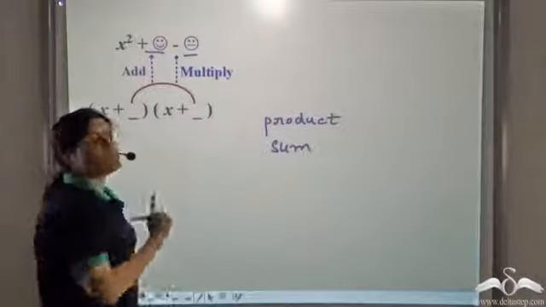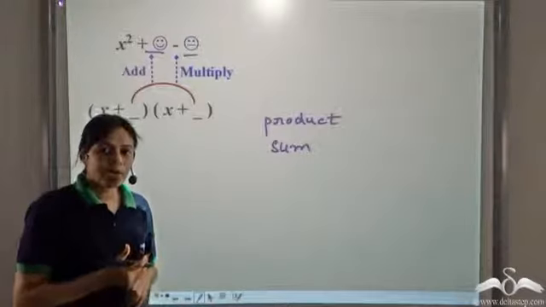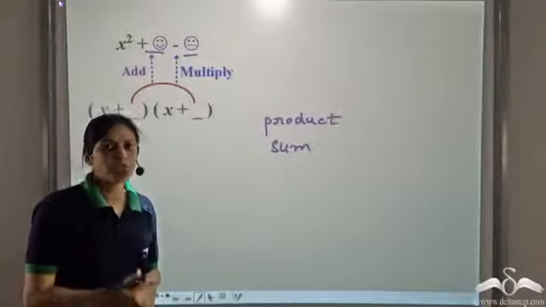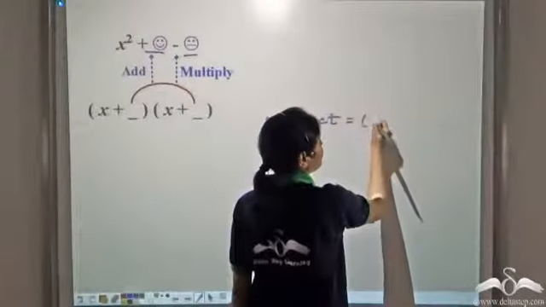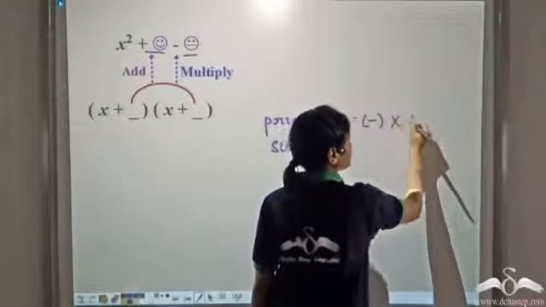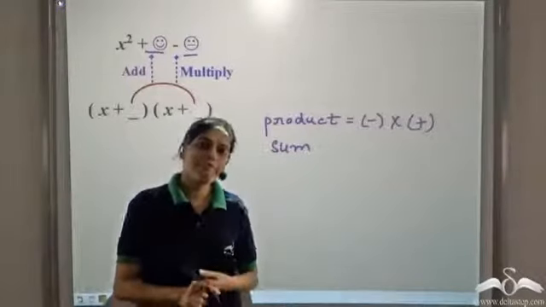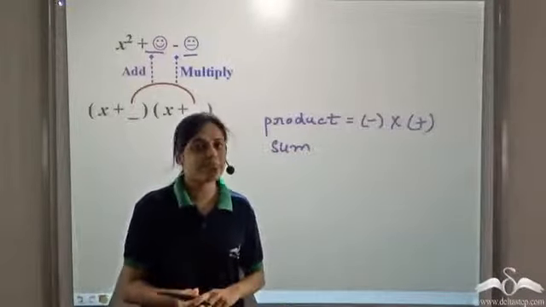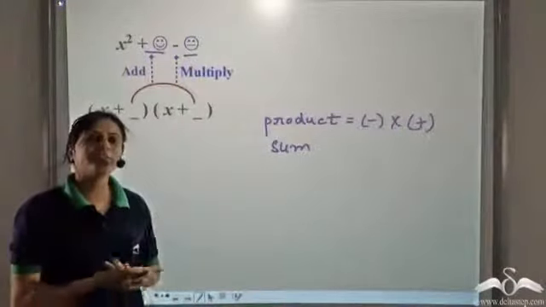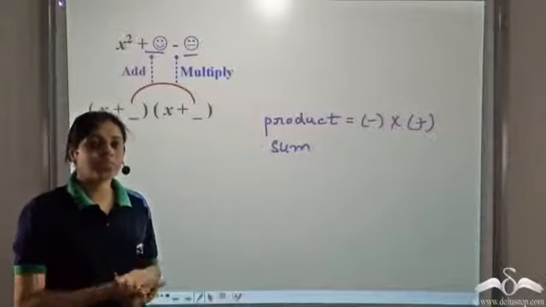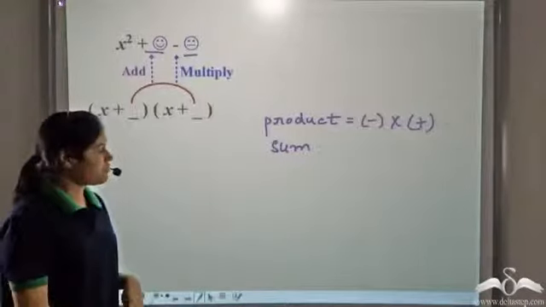Now, when can two numbers have a negative product? Think about it. Two numbers will give a negative product only when one of them is positive and one of them is negative. So the product of two numbers will be negative if and only if one of them is positive and the other is negative. So here, while finding out the factors of the last term, we consider the possibilities where one of the factors is negative and the other is positive.